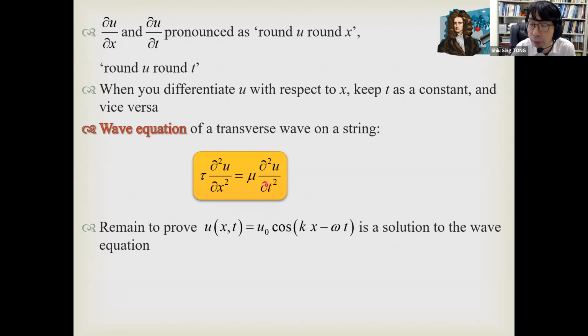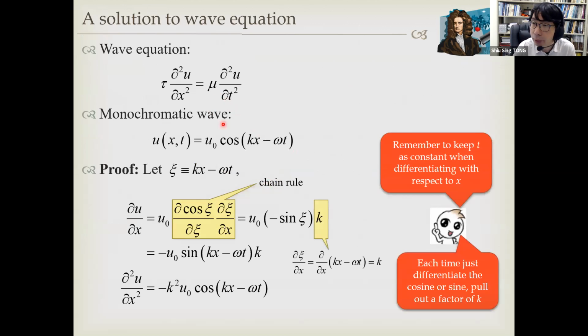It satisfies the wave equation, right? So how do we show this? How do we show the monochromatic wave solution satisfies the equation? Well, the easiest way is to substitute the solution back into the equation to see under what condition it can be satisfied. Can the wave equation be satisfied, right? Now the proof is not difficult. It's quite simple, but we should take care of the partial derivative.